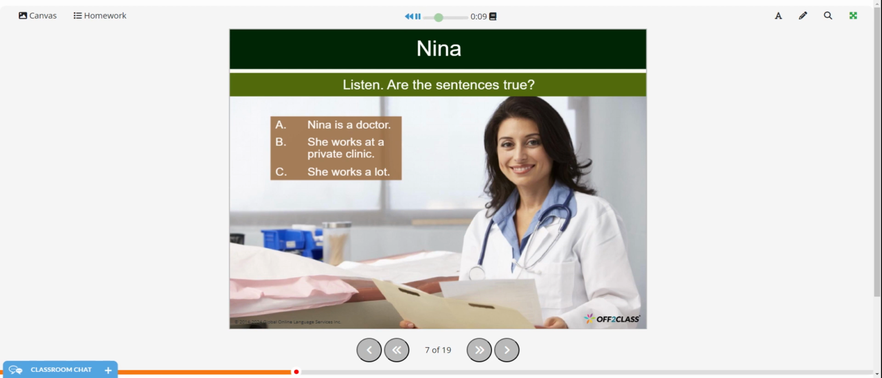I am a doctor. I work at a children's hospital. I work a lot, but I love my job because I like helping people.